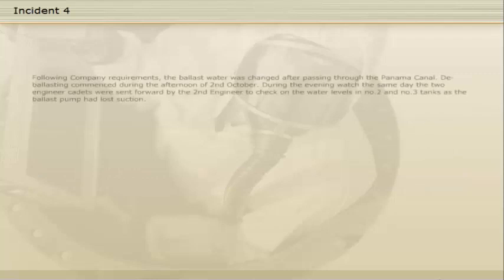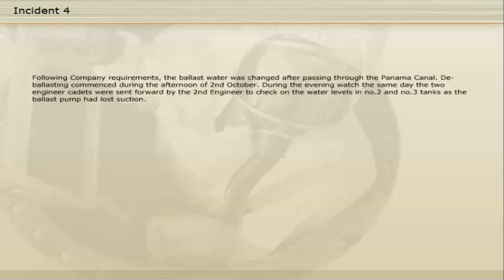Following company requirements, the ballast water was changed after passing through the Panama Canal. Deballasting commenced during the afternoon of the 2nd of October. During the evening watch the same day, the 2 engineer cadets were sent forward by the second engineer to check on the water levels in number 2 and number 3 tanks, as the ballast pump had lost suction.